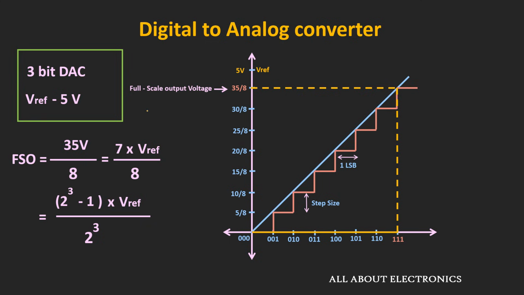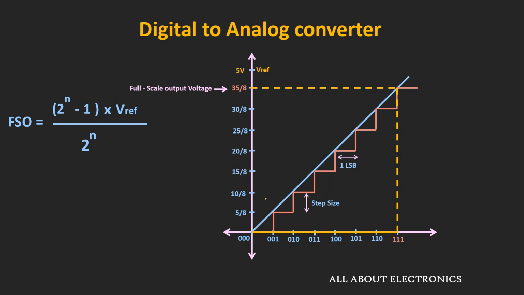Now here once again we are assuming that the value of internal gain or the value of K is equal to 1. So if the value of K is not 1, in that case this factor will also get multiplied by the factor of K. So we can write this expression as (2 to the power 3 minus 1) times V reference divided by 2 to the power 3. Or in general we can write it as (2 to the power n minus 1) times V reference divided by 2 to the power n, where n is the number of bits of the DAC and V reference is the reference voltage. And once again here we are assuming that the value of K is equal to 1.